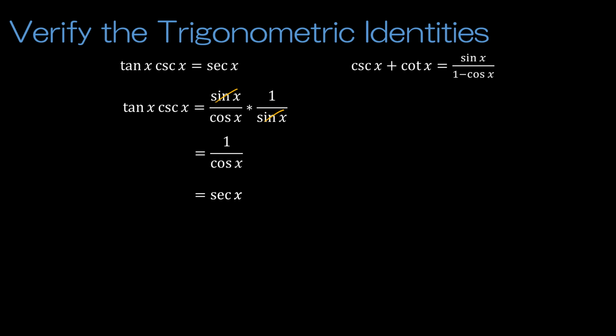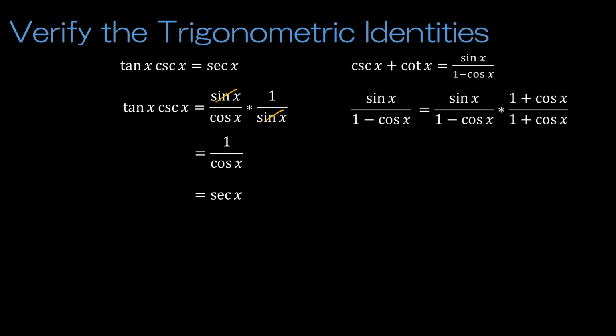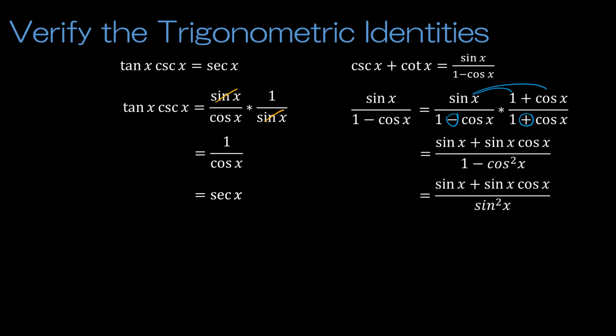For my second equation, I started with the second side. So I started with sine of x divided by 1 minus cosine of x. I took that times 1 plus cosine of x on the top and the bottom, again because I'm looking at the opposite sign. If I multiply that out, I get sine of x plus sine of x cosine of x, and then in the denominator I have 1 minus cosine squared of x, which I'm going to replace with sine squared of x.